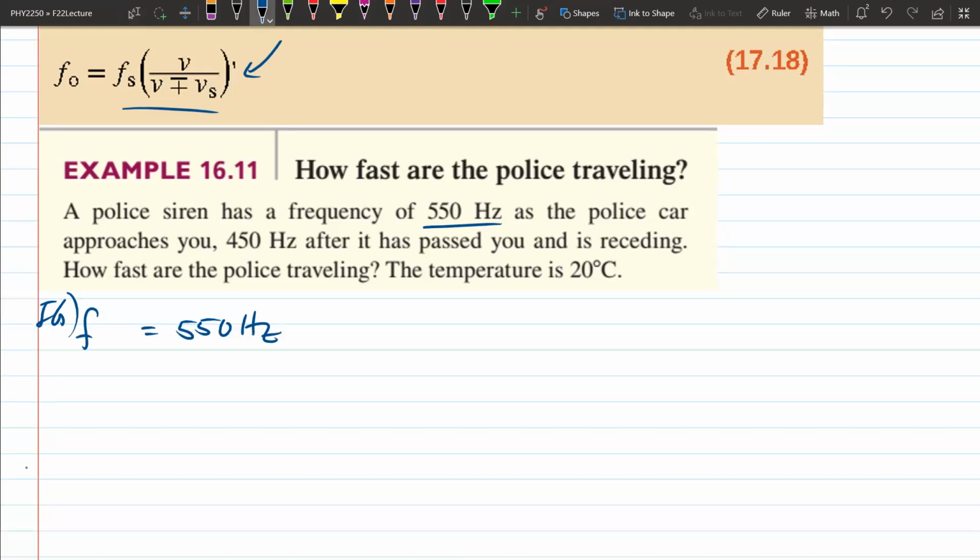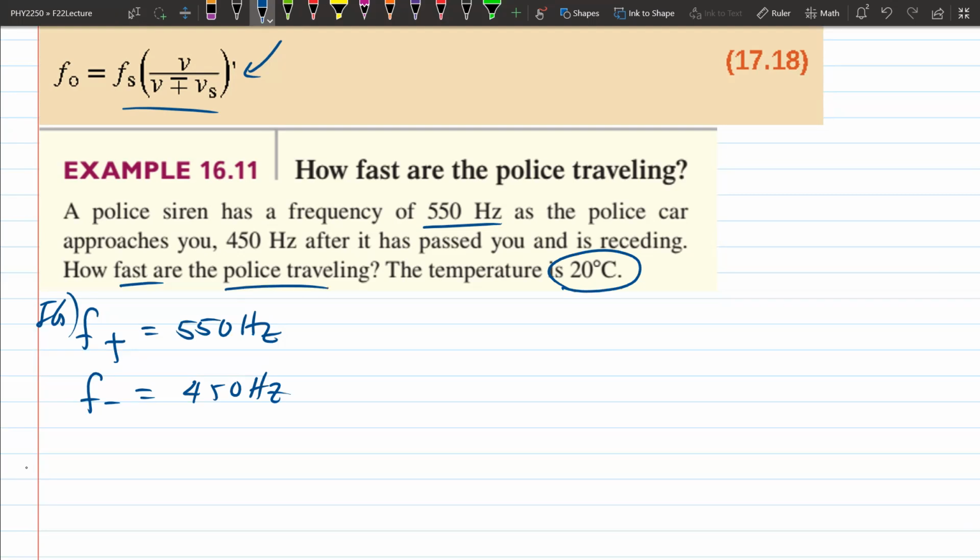As the police car approaches you, that's actually F plus, because as it's approaching you, it gets a higher pitch. As it moves away from you, the pitch shifts to 450 instead. So there's a change of 50 from the regular. And what the question is asking you: how fast is this police car traveling, just by knowing the frequency of sound that it is making? It also gives you the temperature of the air.